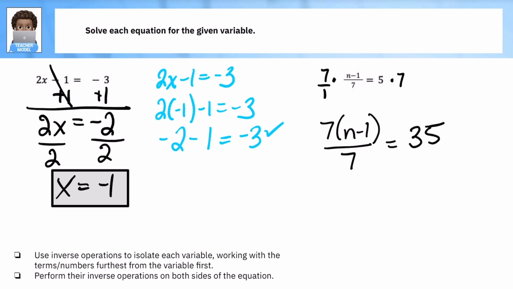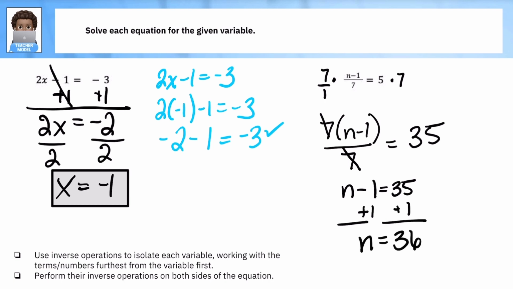Now part of you is probably saying, now I have to distribute and do all this work. Before you get there, I can also divide 7 divided by 7. So now I'm left with n minus 1 is equal to 35. And now we know what the inverse is here. We're going to add 1 to both sides. So n is equal to 36.